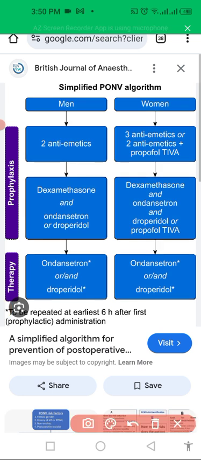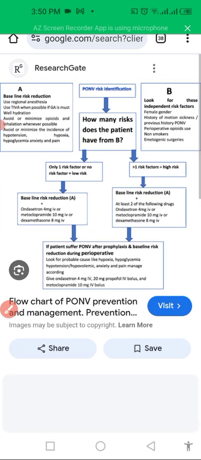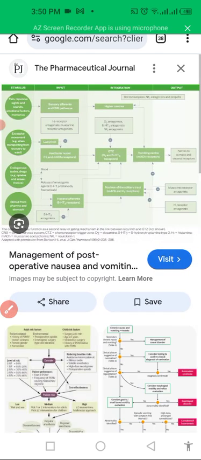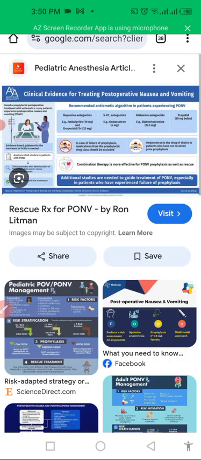So there are different management practices, like in men two antiemetics, dexamethasone and ondansetron. In women there is dexamethasone, ondansetron, and domperidone should be given to manage the PONV, postoperative nausea and vomiting.